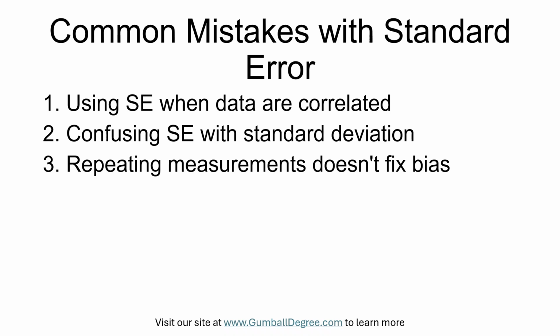A third mistake is thinking more measurements always fix systematic errors. Repeating biased measurements reduces the standard error but does not remove a consistent bias, so identify and correct systematic errors separately.